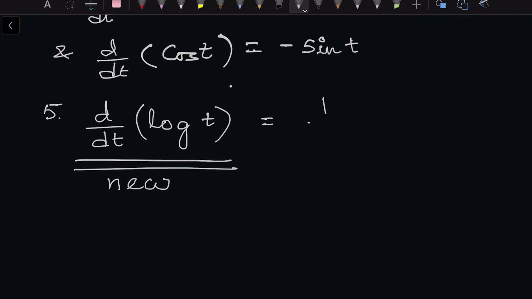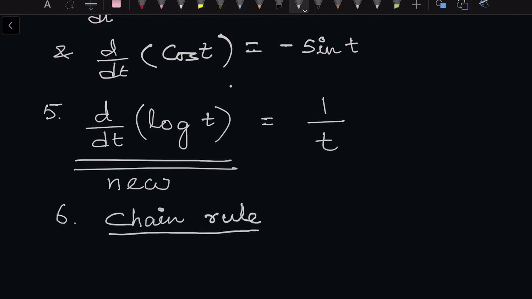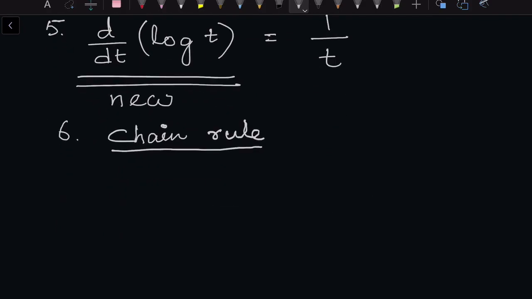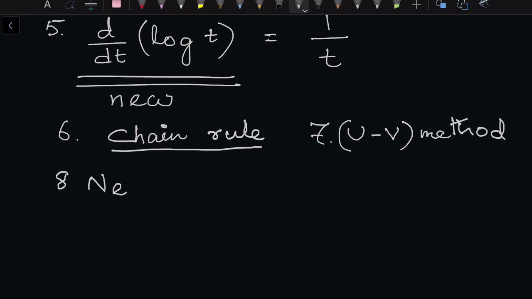So this is new. d/dt of log t is 1 by t. Log gives 1 by t. Now next we learn chain rule. We'll be learning that again. And then UV method. What is that UV method? We'll be learning.